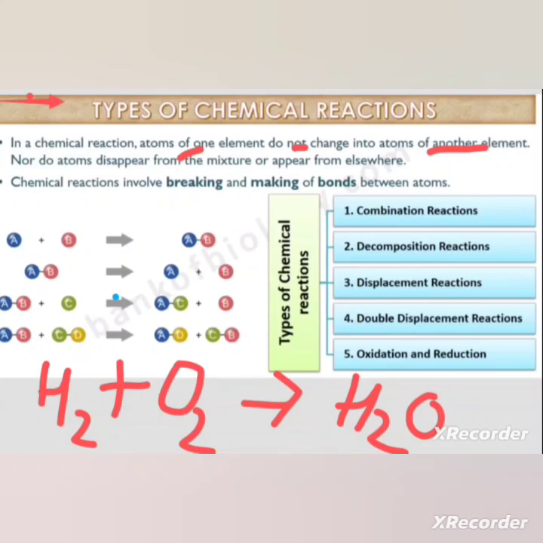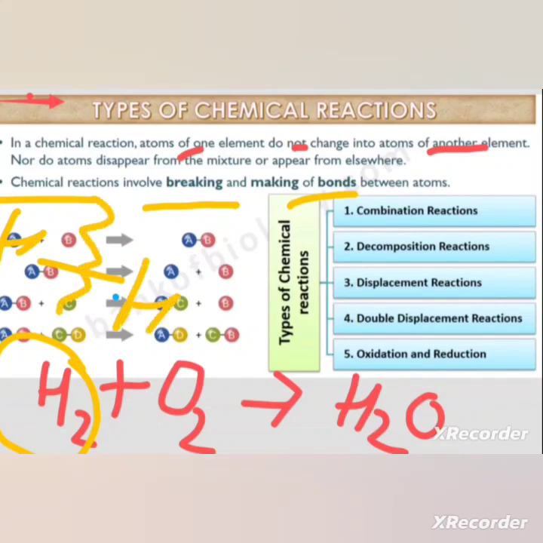So now what's going on in the chemical reaction? A chemical reaction involves breaking and making of bonds between the atoms. For example, we are taking the example of hydrogen, H2. The hydrogen bond is broken, and there is a formation of hydrogen-oxygen bonds in the water molecules. So a chemical reaction involves making and breaking of the bonds.